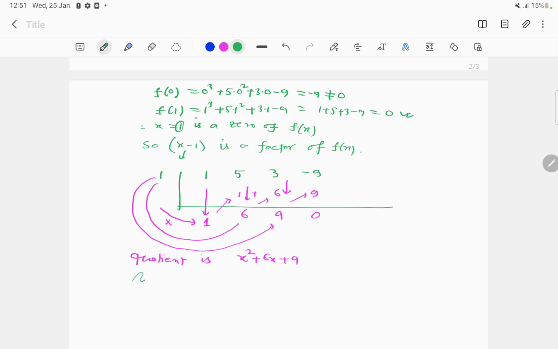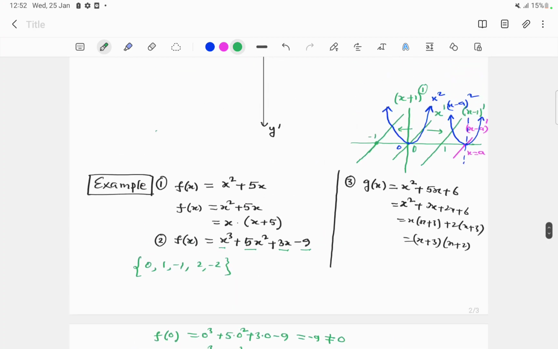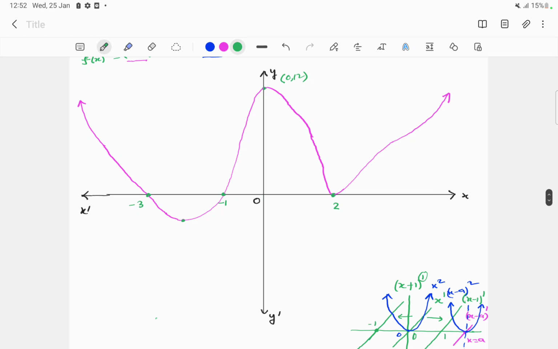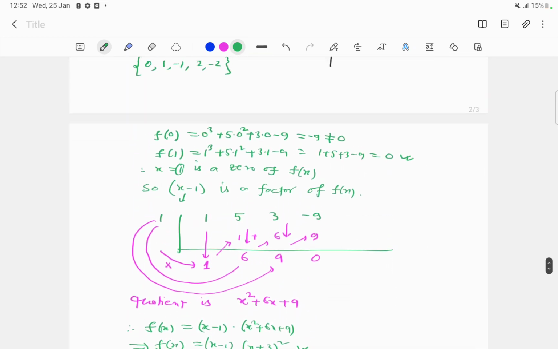So our polynomial f(x) is now (x minus 1) times the quotient x squared plus 6x plus 9. This is degree 2. If you factor, you can see it will be (x plus 3) whole squared. So this is the factored form. Once you have the factored form, you can draw the graph of this polynomial. First you check the end behavior, the zeros, and the number of possible turning points. All these things you can calculate, and like this example, you can draw the graph. The important thing is that you first write down the factored form.